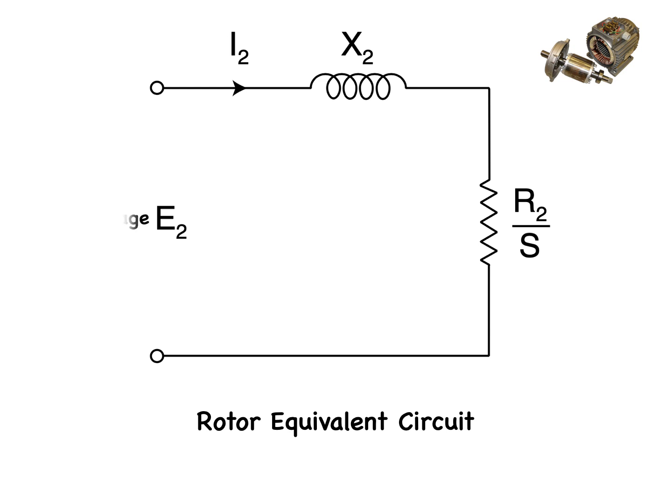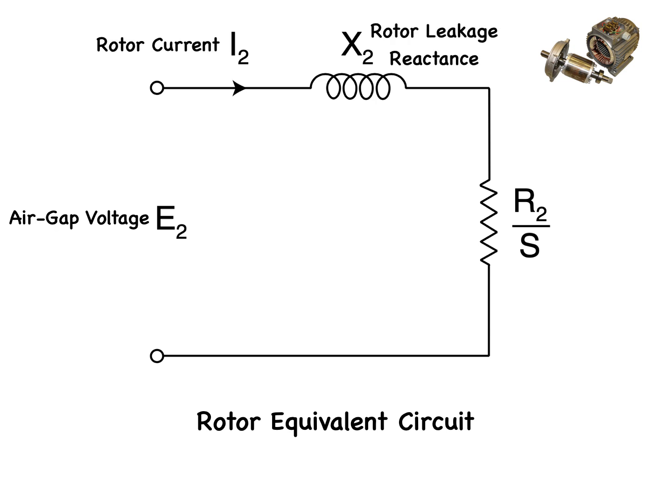This is the air gap voltage. At the air gap, the stator induces a voltage. This air gap voltage is the link between the stator and the rotor circuits. I2 represents the rotor current. X2 represents the rotor leakage reactance. R2 over S represents the rotor resistance over the slip.